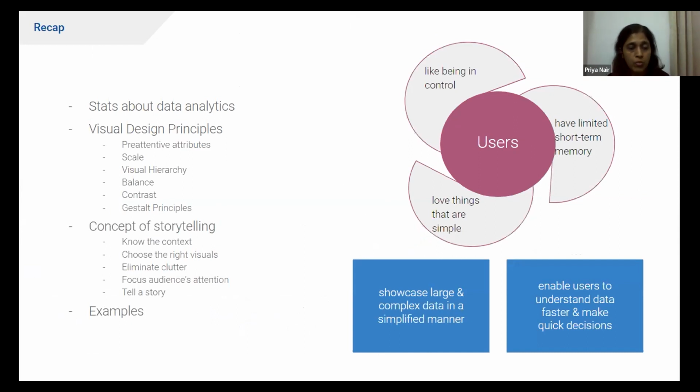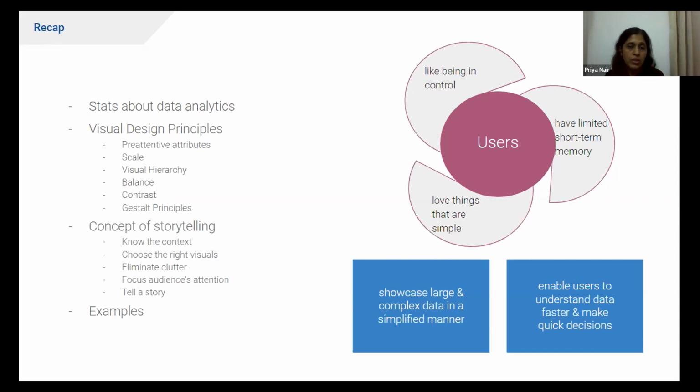And then we looked at the visual design principles, the pre-attentive attribute scale, visual hierarchy, balance, contrast, and the Gestalt principles. Then we looked at the concept of storytelling, and there were 5 areas that we had to look into when we are moving our data towards storytelling. One is knowing the context, second is choose the right visuals, eliminate clutter, focus audience's attention, and then tell the story. Then we looked at some of the examples. So just keep this in mind.